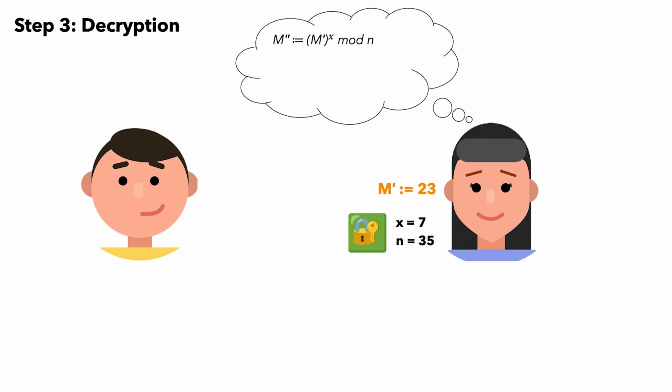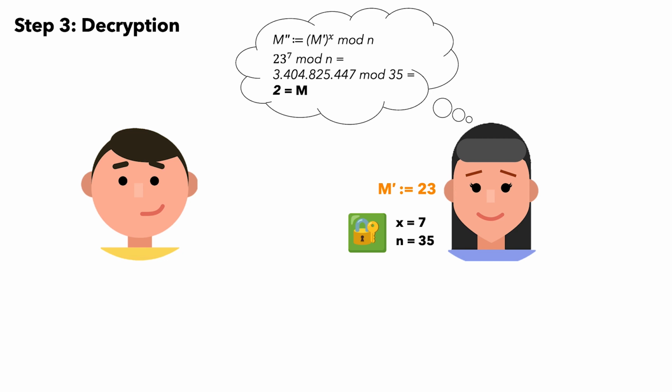With this number, she calculates m dash to the power of x, first number of the private key, and this expression modulo lowercase n, second number of the private key. As a result, we get 23 to the power of 7 modulo 35. In other words, 23 to the power of 7 divided by 35. The remainder of this division is 2, which is the exact message from Bob, and the RSA algorithm terminates.